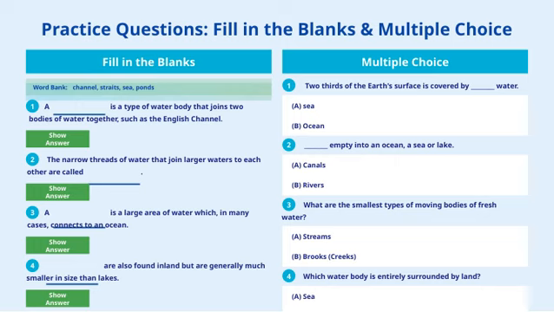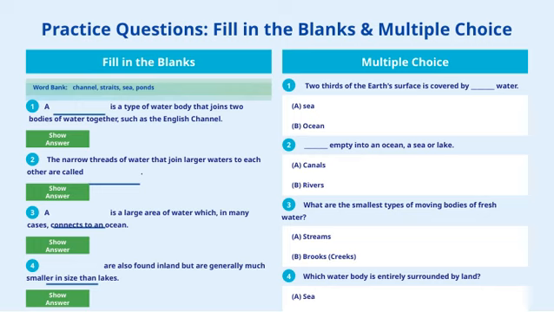Then we have seas, large areas of saltwater that are often connected to oceans. They can be vast and are usually partially enclosed by land, playing a key role in climate regulation and marine life. Ponds are also found inland, but unlike lakes, they tend to be smaller in size. They are usually shallow, making them ideal habitats for various plants and animals.